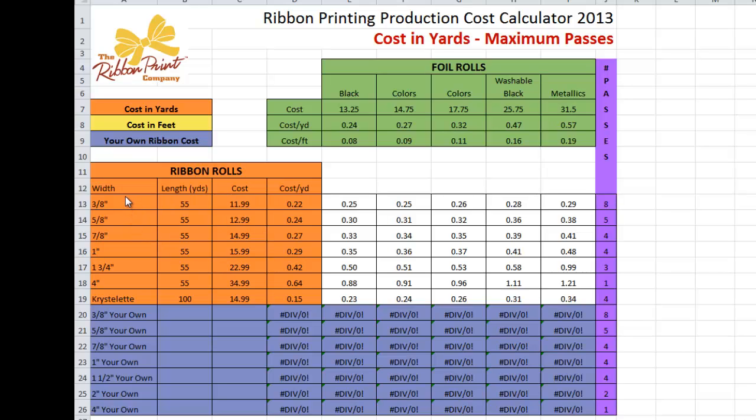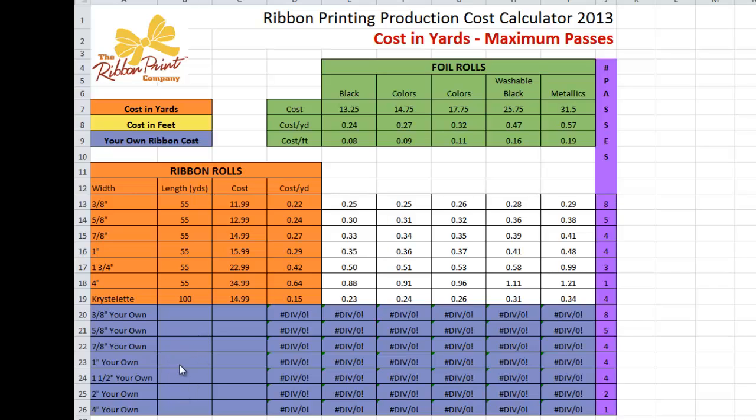So if you were using, let's just do the 1 3/4, which is the ribbon that comes with a new printer, and you were printing on black. So black foil on, let's say, just a white 1 3/4 ribbon, your cost to print a yard of ribbon is 50 cents. Now, remember, you do not need to use the ribbon that we're selling.